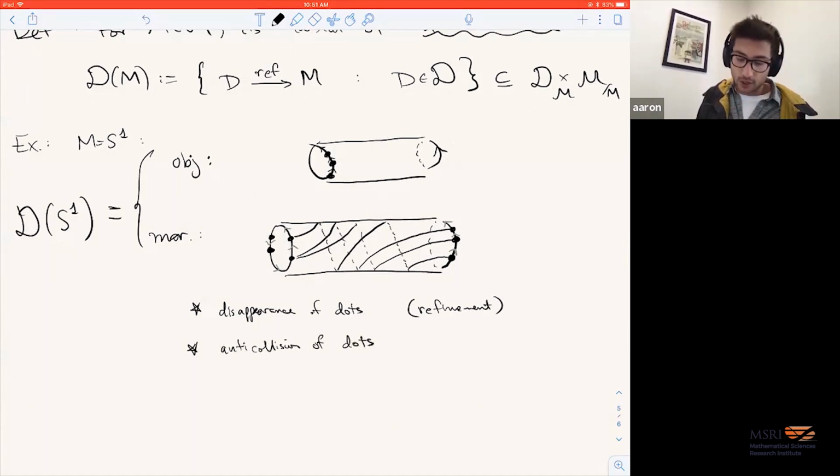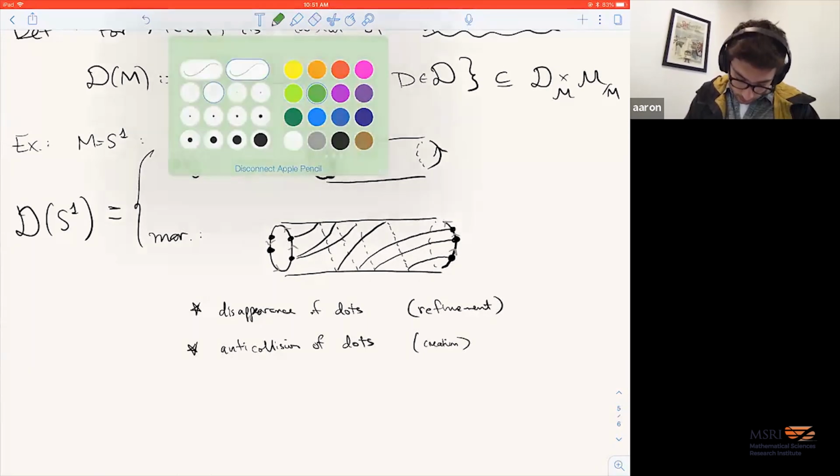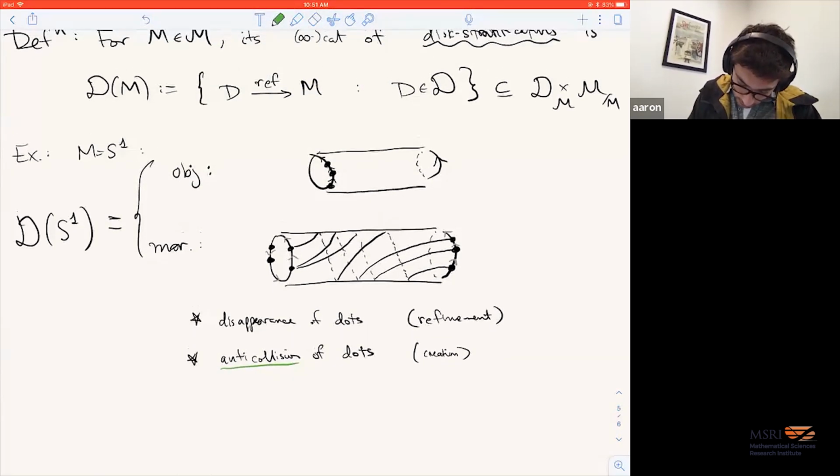So a disappearance of dots just by itself corresponds, remember, to a forwards morphism on stratified spaces. An anti-collision of dots is one of these creation morphisms. So for instance, right here, we see an anti-collision. That dot is splitting apart. And somehow this interval is projecting down onto just that dot right there.